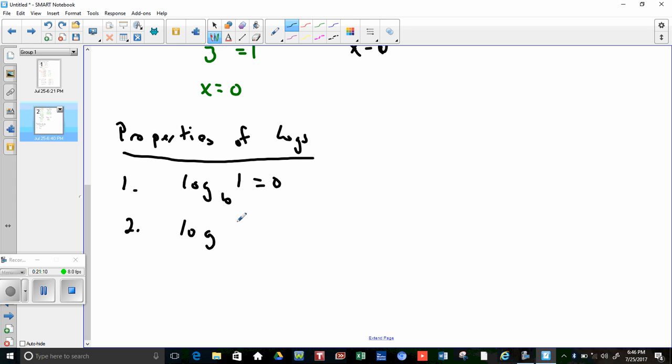The log of b to the x base b, well, think about this. b to some power must give me b to the x. Well, this power has to be x. b to the x equals b to the x. So that's the second property. Anytime that the argument and the base are the same, whatever this exponent is going to be is the log. That's the answer.